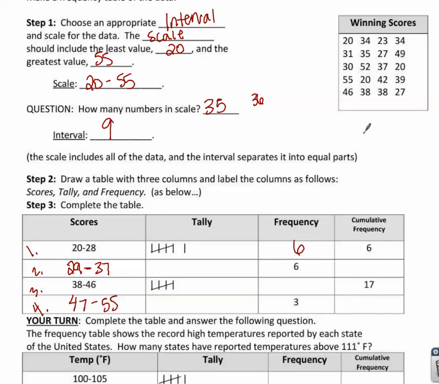If I go up to my winning scores and count how many numbers are between 29 and 37, I should get 6, which matches my frequency, making a total cumulative frequency of 12. It shows me in the next category I have 5 numbers, which makes my cumulative frequency 17. It tells me here I have 3 numbers, so I have 3 tallies, making a total cumulative frequency of 20.